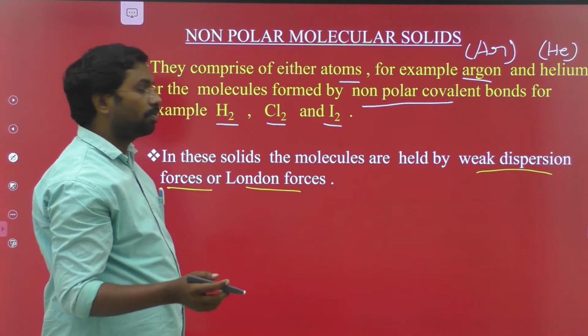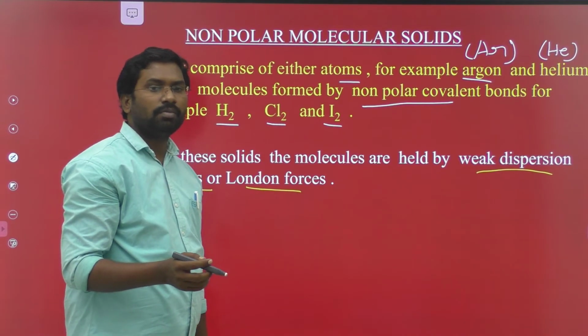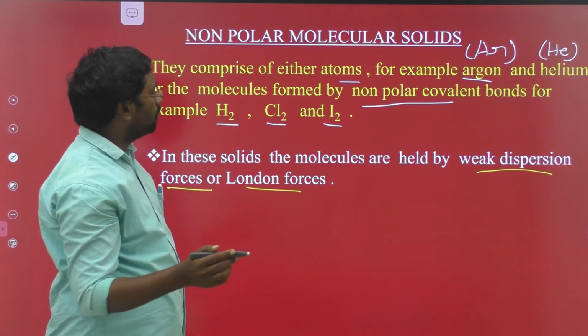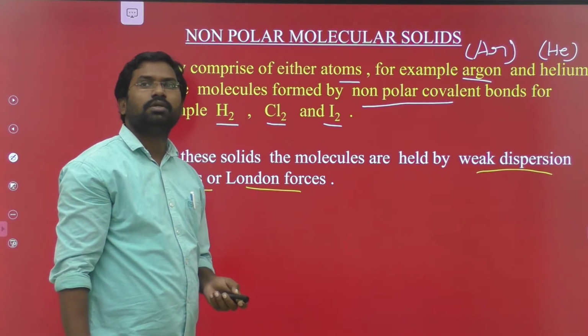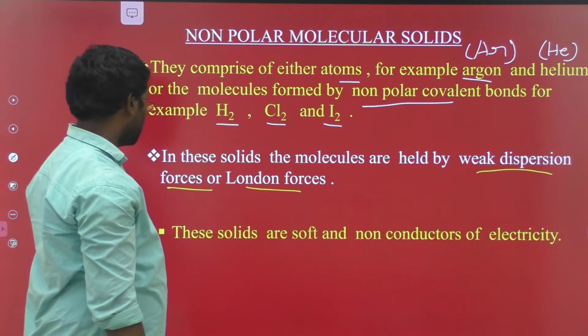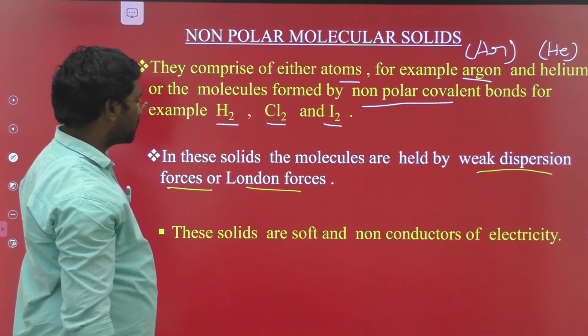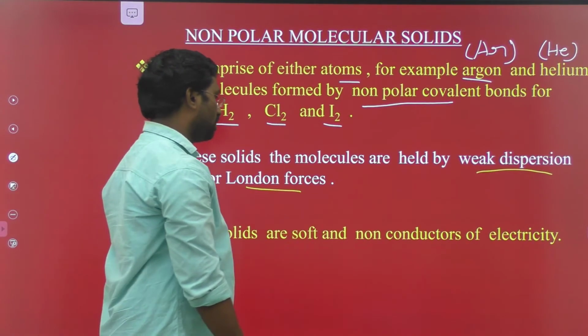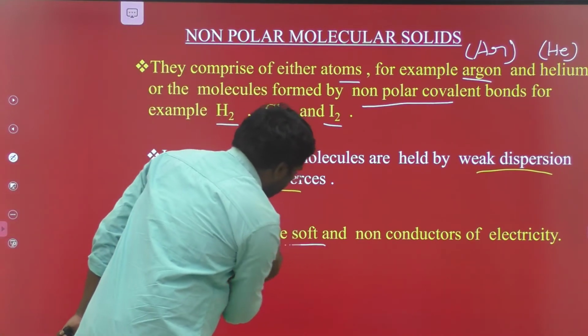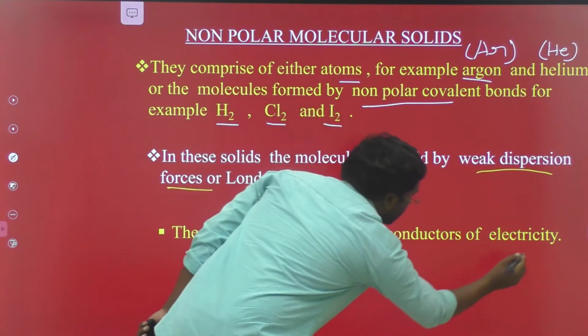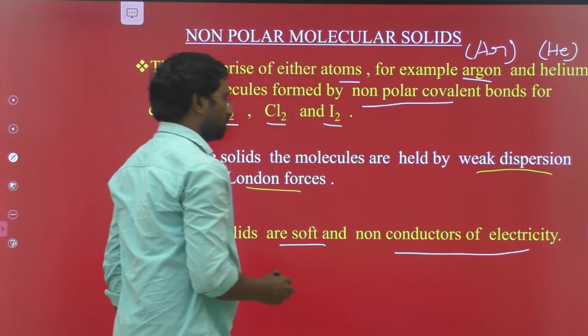The forces present between the molecules in non-polar molecular solids are weak dispersion forces or London forces. These solids are soft and non-conductors of electricity.